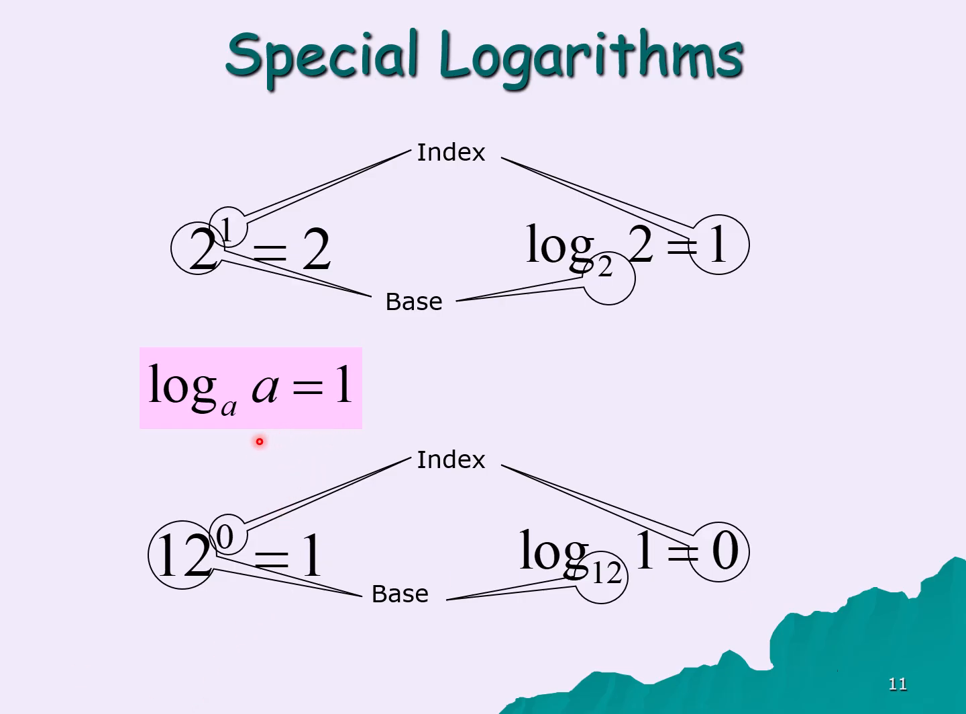Over here, as long as I have a base and the number is the same as the base, if I take the log, the value that I get is always equal to 1. Now, what is the second special log that all of us need to know? As long as any base, log base a, whatever base that I have, as long as the number is 1, the value of this log will be equal to 0. These two special log functions came from the two examples that I've just illustrated to you.